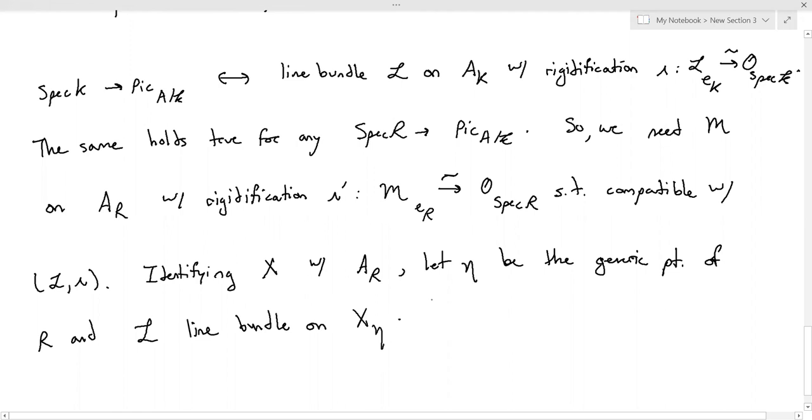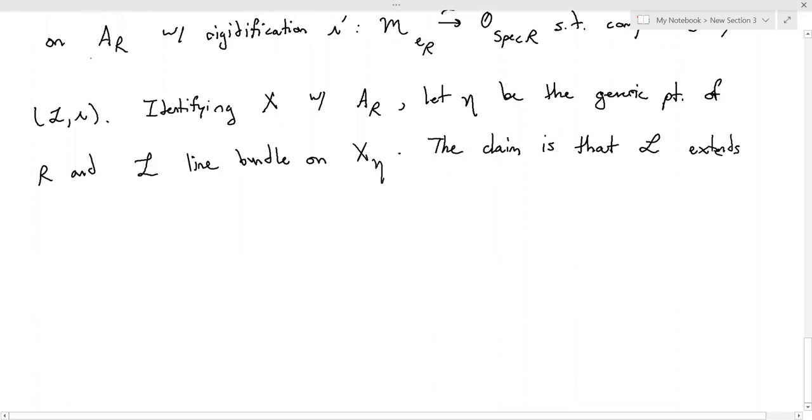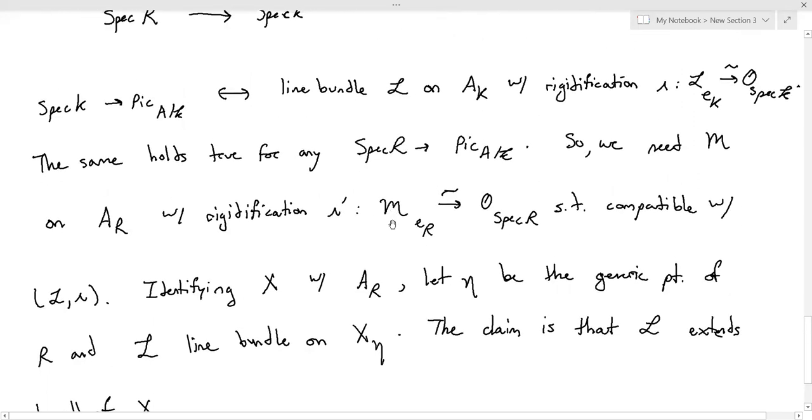Okay. So basically, the claim is that L extends to all of X. And the rigidification sort of comes along for the ride. So those are sort of swept under the rug a little bit, but technically one does need to make sure that the rigidifications also match up. But that's not too surprising, because basically if L and M are related by extension, to where restricting one gives you the other, then this result on extending this identity section will be automatic. Okay.